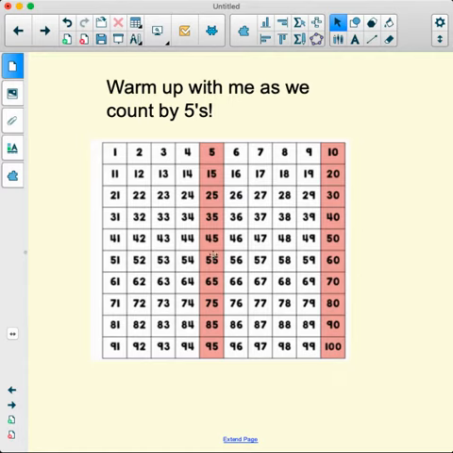Okay, all of these, I'm noticing, have a 5 in the number, and all of these have a 0 in the number. Okay, I'm noticing those, so let's just count by 5s to 100 together. Ready? 5, 10, 15, 20, 25, 30, 35, 40, 45, 50, 55, 60, 65, 70, 75, 80, 85, 90, 95, 100. Great job.